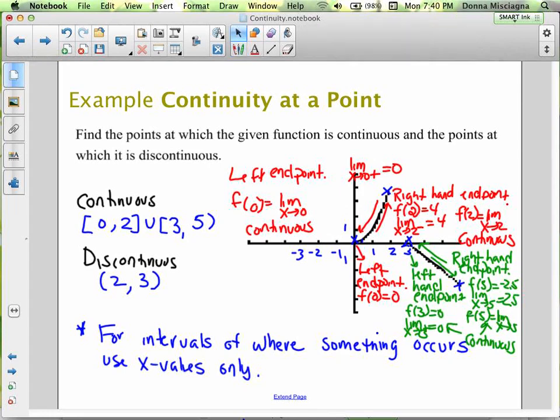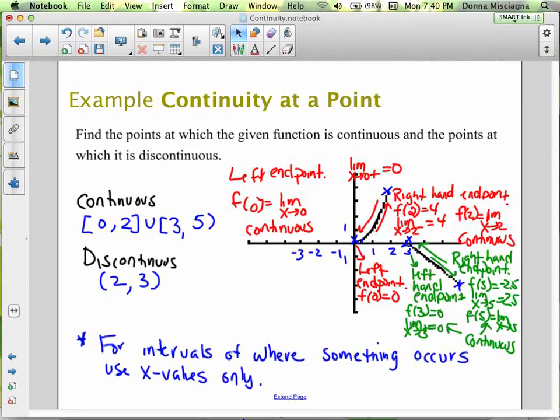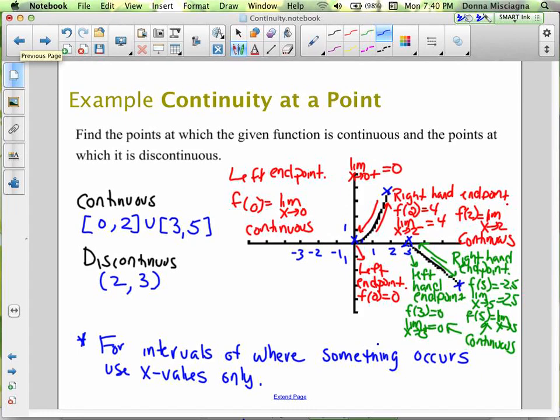The problem might be the value of the function not existing. We'll see some examples later on, and we might see somewhere the problem is the value of the function, not the limit so much. All right, so we're continuous everywhere from 0 to 2 because our limits from the left and the right existed, and they were the exact same thing as the value of our function at those endpoints. And then we're just discontinuous between 2 and 3. Everything between 2 and 3. They're not included.